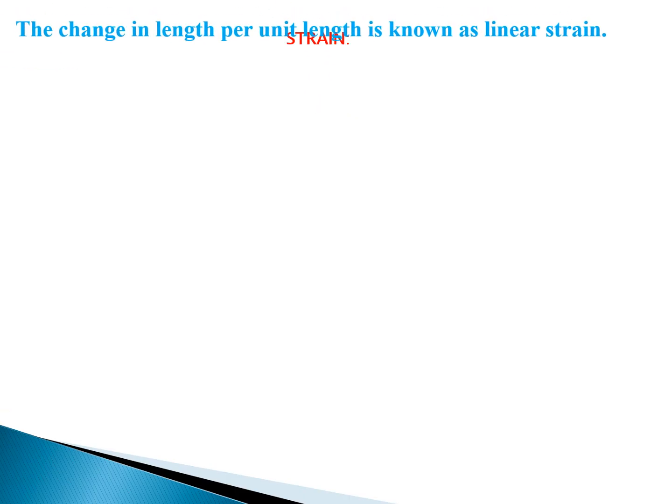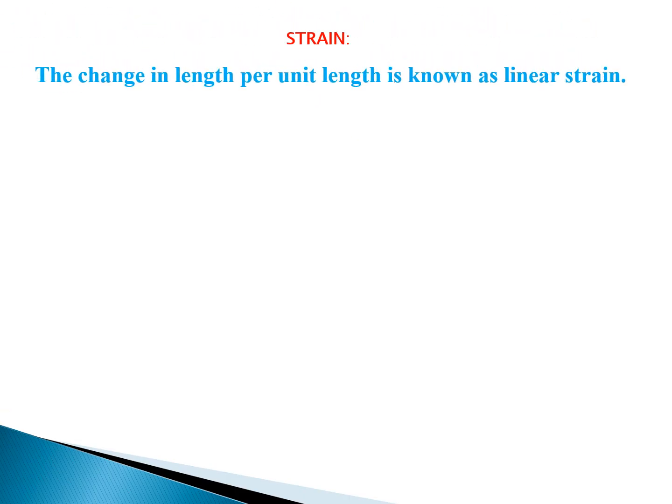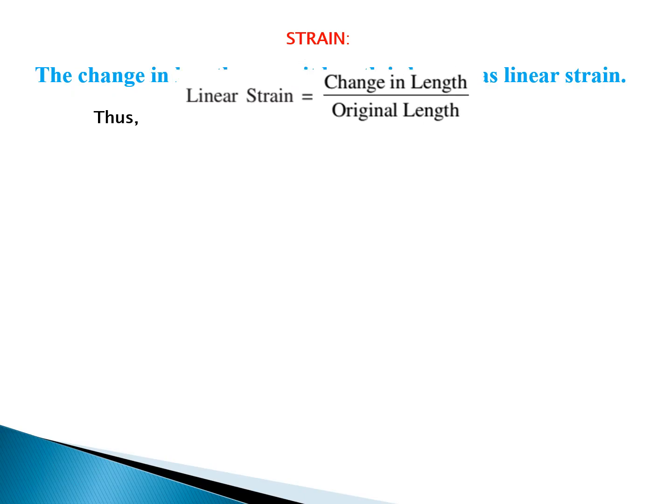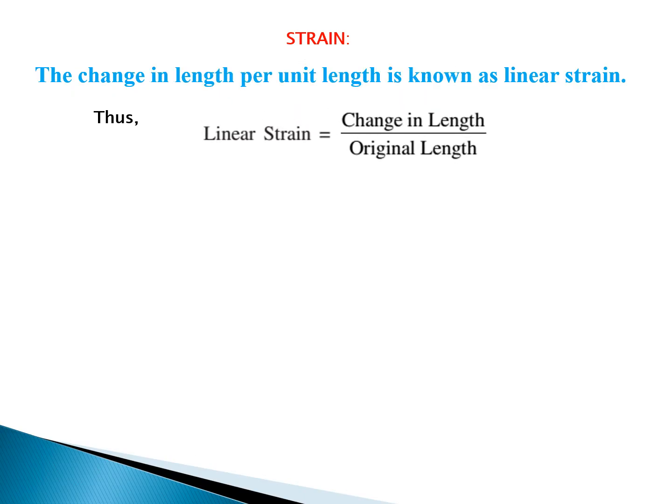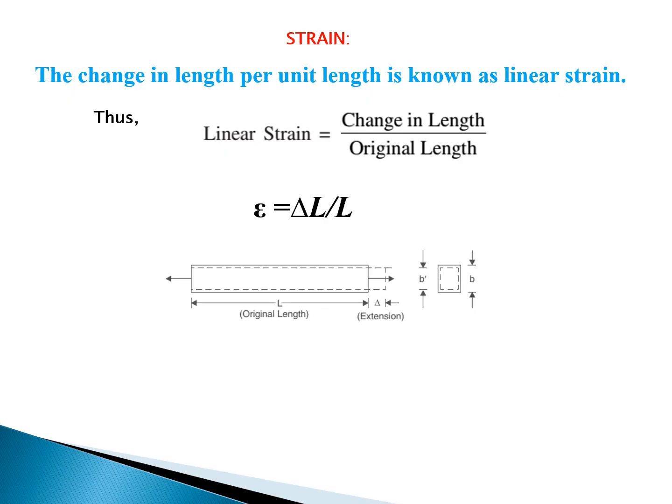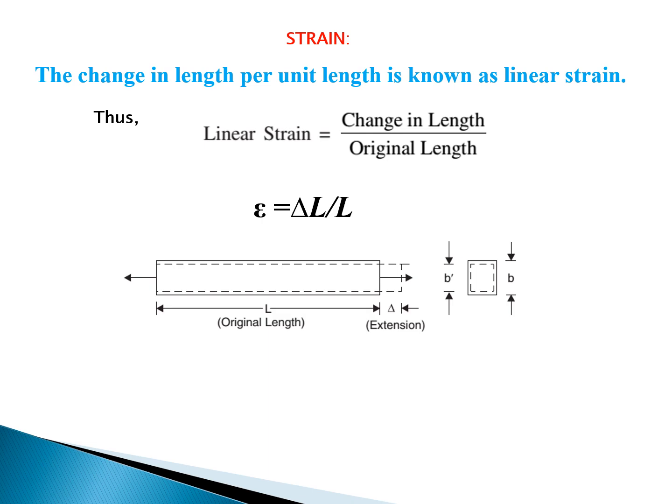Now strain. The change in length per unit length is known as the linear strain. So this is the linear strain, the change in length by original length. The strain is defined by epsilon, so delta L by L. From this diagram it is clear that this is the original length L, and delta is the extension.